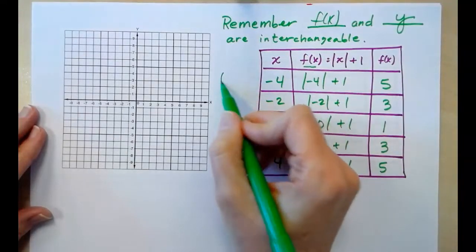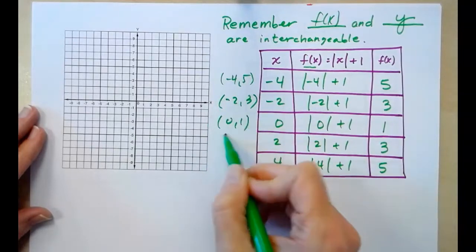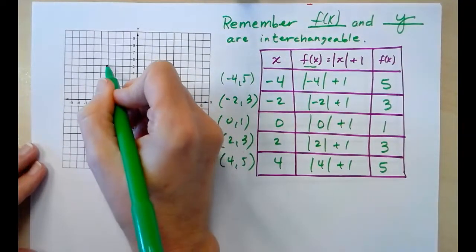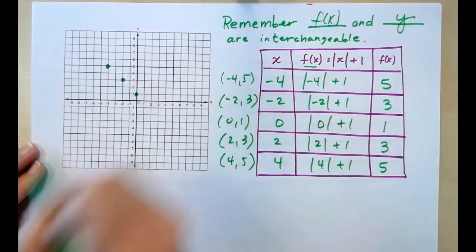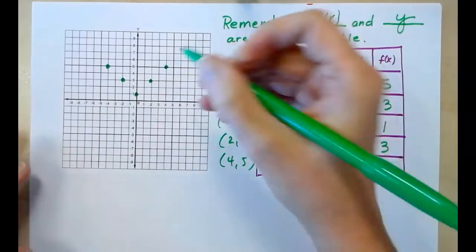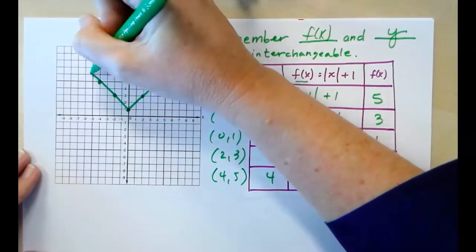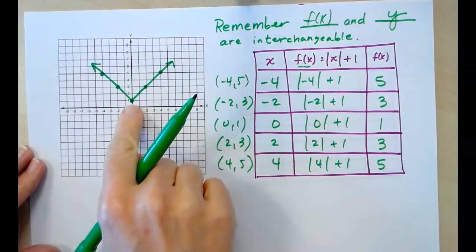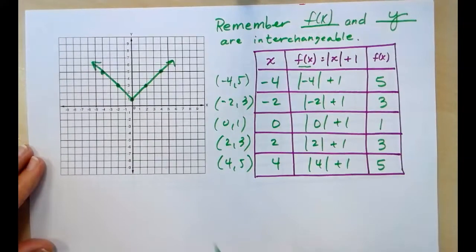Let's plot these points. Here they are. Negative 4, 5. Negative 2, 3. 0, 1. 2, 3. And 4, 5. Plot these points. Back 4, up 5. Back 2, up 3. Over 0, up 1. Over 2, up 3. Over 4, up 5. So this is an absolute value function. And in an absolute value function, we always have a hard angle here formed by these two rays that make up this particular graph. So there we go.